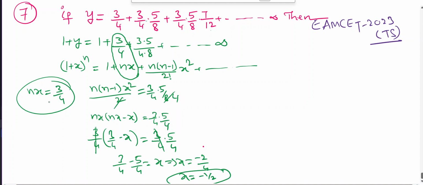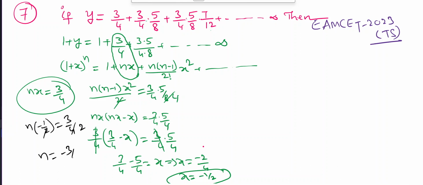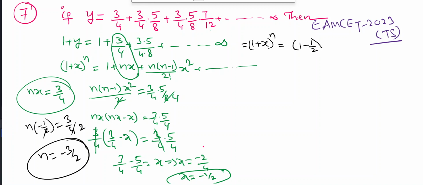And substituting the x value in this equation, that is n into (minus 1 by 2) is equal to 3 by 4. Here the 2 cancels, therefore n is equal to minus 3 by 2. Substituting the nx values in this expansion, that is equal to (1 plus x) whole to the power of n. This is (1 plus x) where the x value is minus 1 by 2 and the n value is minus 3 by 2. That is (1 minus 1 by 2), this is (1 by 2) whole to the power of minus 3 by 2. So (1 by 2) whole to the power of minus 3 by 2 is equal to 2 to the power of 3 by 2.